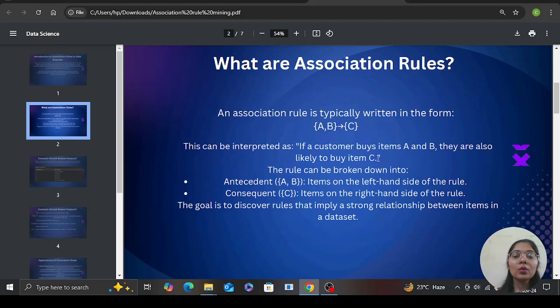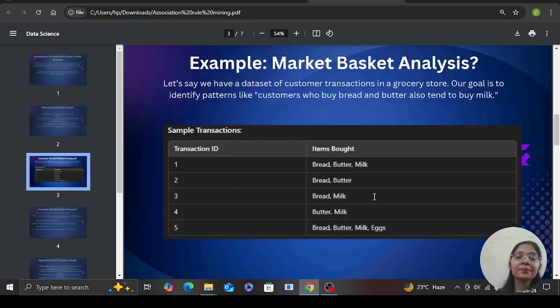This rule can be broken down into simpler terms for a better understanding, like antecedents A, B, which are the items on the left hand side of the rule, and C is the consequent, the items on the right hand side of the rule. The goal is to discover rules that imply a strong relationship between items in a data set. So this is how the association rule works.